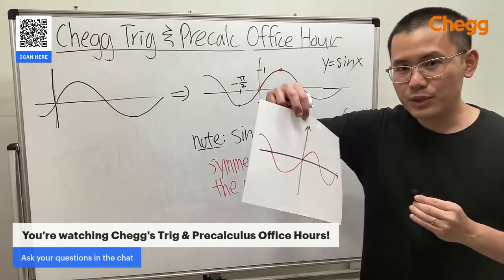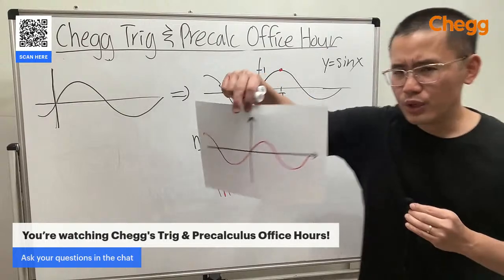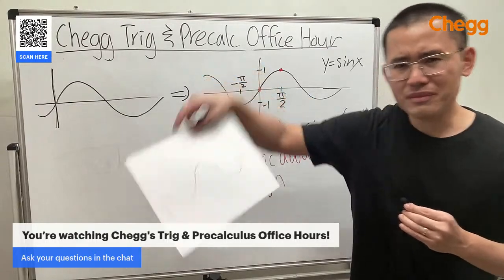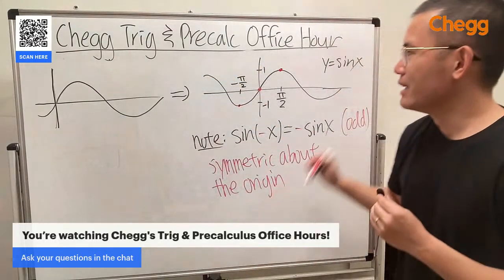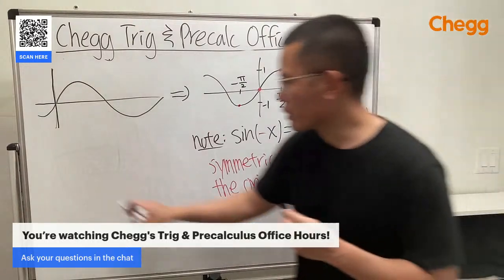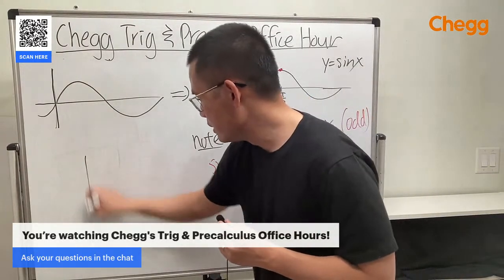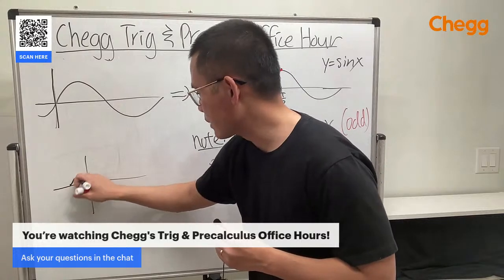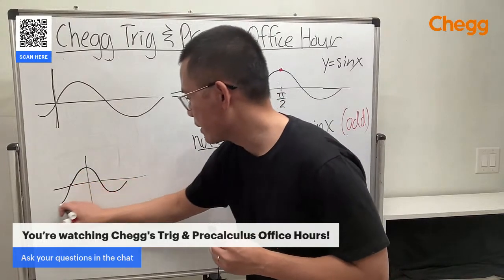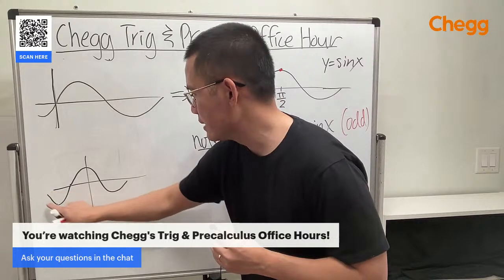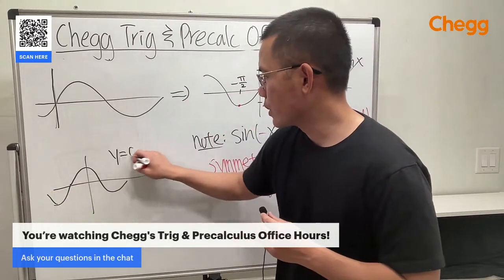For the even and odd, it's just left and right flip. But if you do the left and right flip, you see it's not the same. So this is odd. And for cosine, I'll just do it real quick right here for you. For cosine, the graph looks like this, like what we did earlier. And this is pretty much how cosine looks. This is y is equal to cosine x.